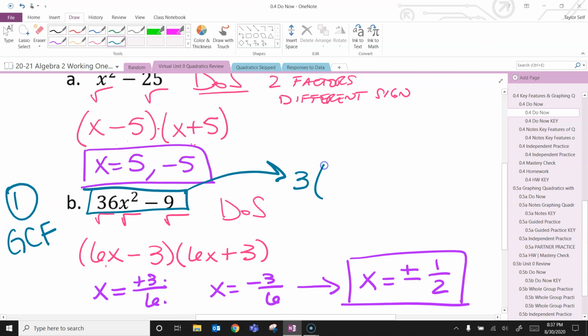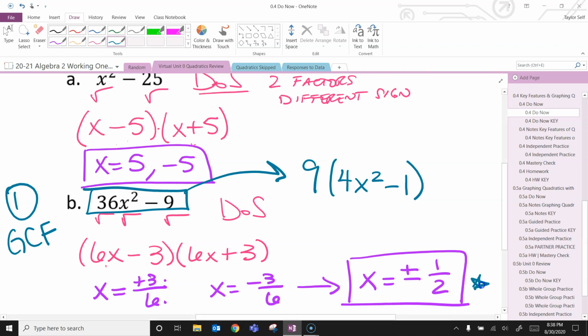So 3 goes into 36 9 times, minus 3. Okay, and then, oh, sorry, GCF is 9. Y'all, ooh, I almost messed that up. GCF is 9. 9 goes into 36 4 times, I'm crazy. X squared minus 1. There we go. Okay, so if we do this, we should still get the same solutions.